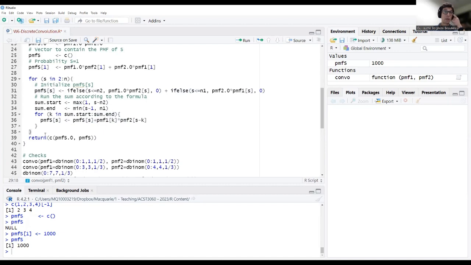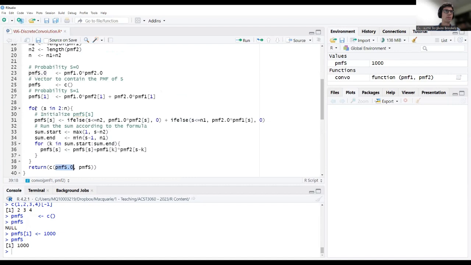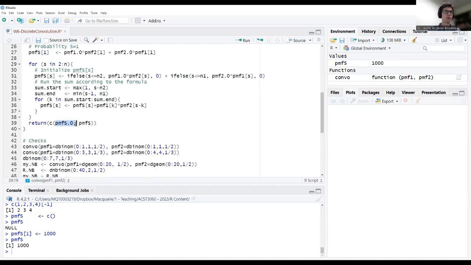Okay, that's it. I've done it. Then I return everything. Remember, we dealt with the case PMFS equals 0 separately. So then in the end, I return a vector. The first value is the probability to be 0. And then this is a vector that contains all the probabilities to be 1, 2, up to n1 plus n2. Okay, a little tricky to do.